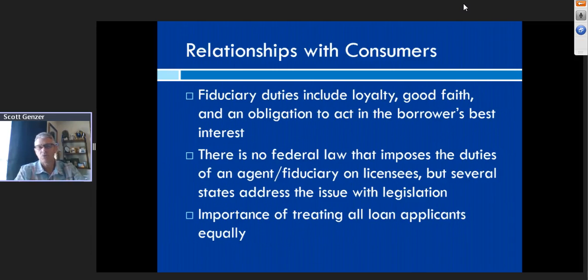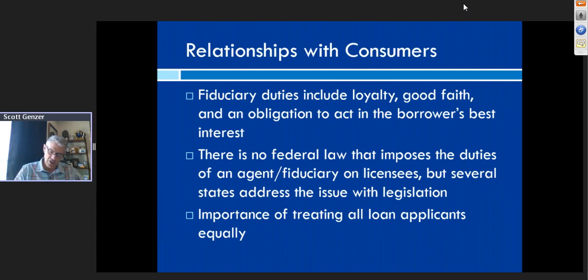What about our relationship with our consumers? Do we have a fiduciary duty or an agency relationship? All right. There's a debate in our industry. Some say, yes, we should work in a borrower's best interest, a fiduciary relationship. When a consumer uses a mortgage broker to find a loan, a fiduciary or an agency relationship arises. We owe those duties, fiduciary duties, to the borrower.